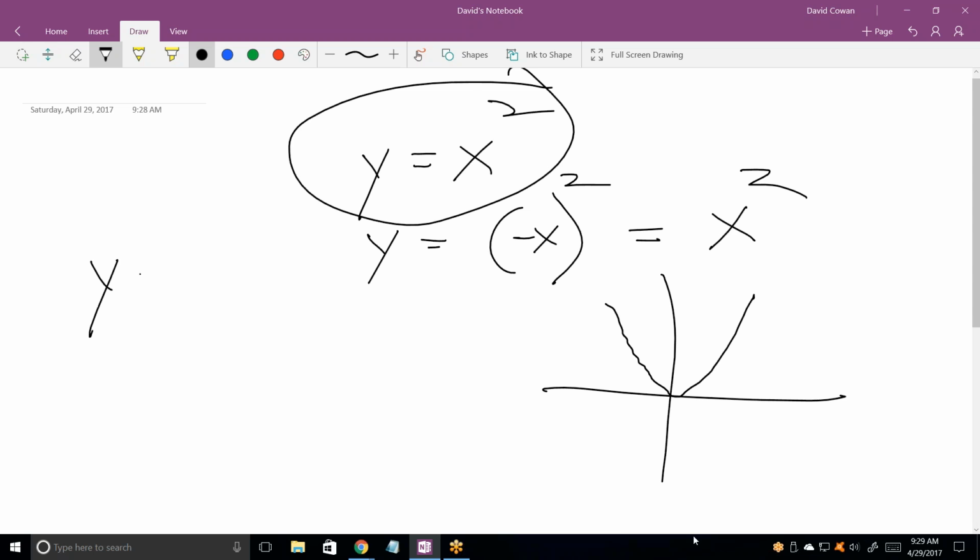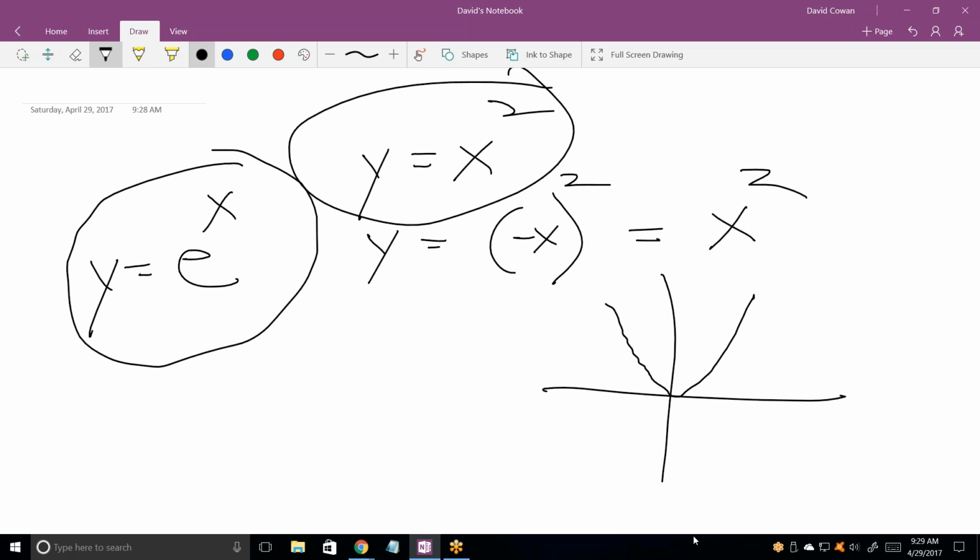The reason I introduced e to the x into our conversation was because this also has 6 different graphs based on the 6 different transformations. But even e to the x is not quite as good as the sine wave. The sine wave really illustrates the difference between each transformation.